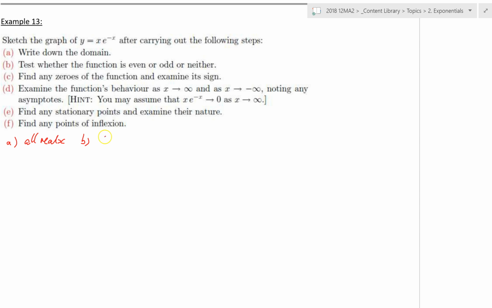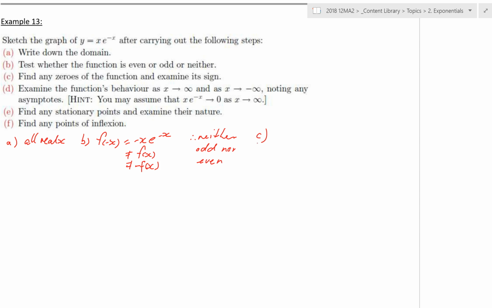Neither. We took a look. Function of negative x: replace the x with a negative x, and I get negative x e to the negative x. Is that the negative of my original function? No, it's not, because of that negative here. Is it equal to my original function? No, it's not. It does not equal f(x). It does not equal negative f(x). So therefore, neither odd nor even. Fair enough, you've done that before.